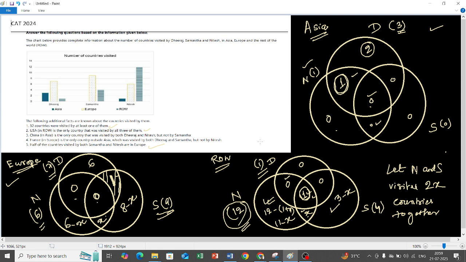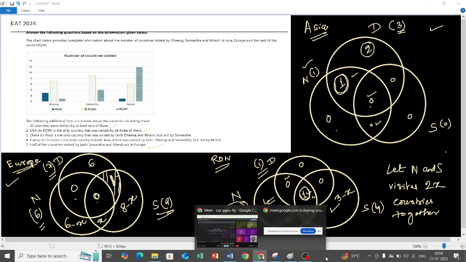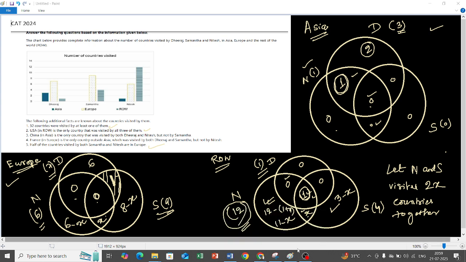Understood? Yes, sir. Okay, so now we have made our Venn diagrams. Now we will count the information number 1. What is given? 32 countries are visited by at least one of them. So that means if I add all these values, I must get 32.